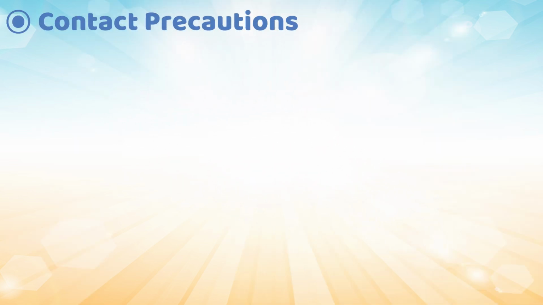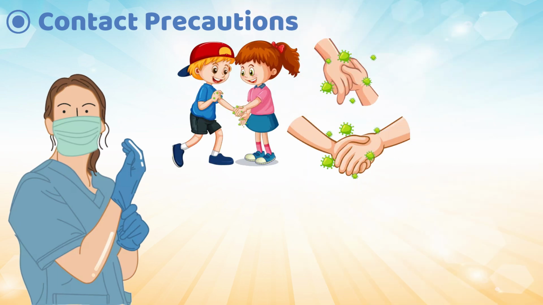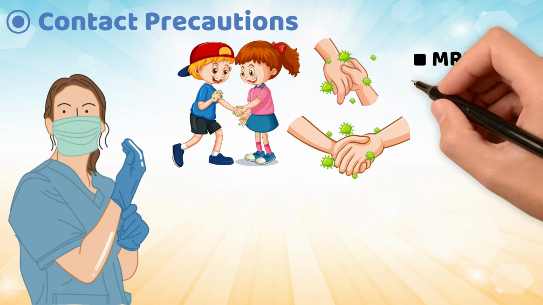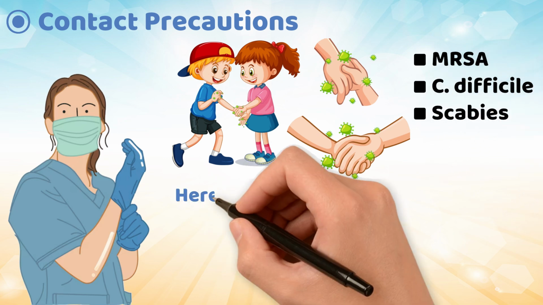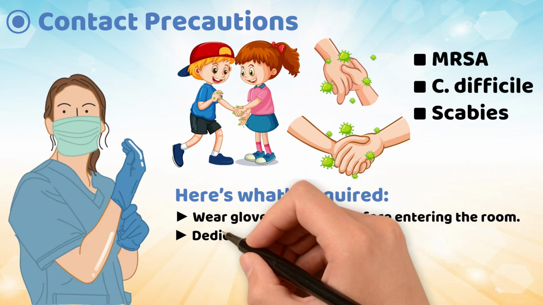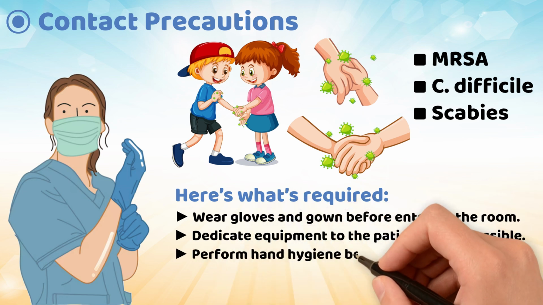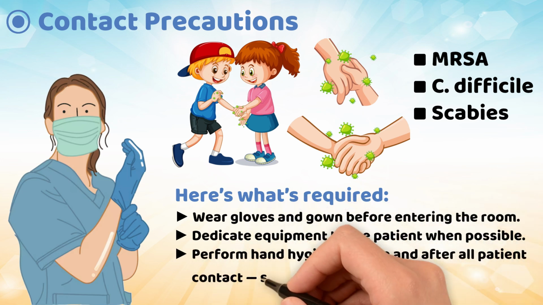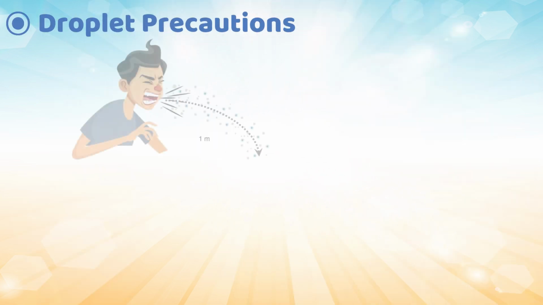Contact precautions prevent diseases spread by direct touch or by touching contaminated surfaces. Examples include MRSA, C. difficile, and scabies. Here's what's required. Wear gloves and gown before entering the room. Dedicate equipment to the patient when possible. Perform hand hygiene before and after all patient contact. Soap and water for C. diff.